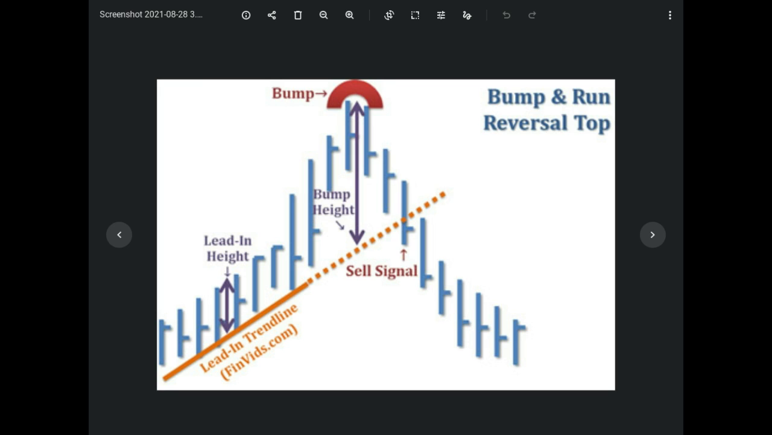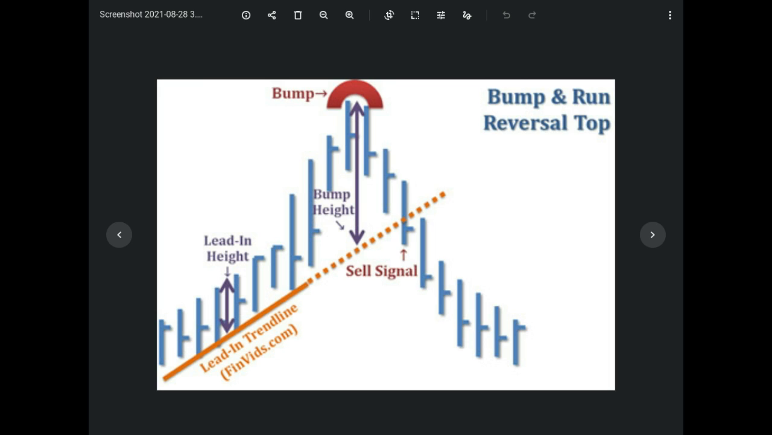So this is the lead-in phase. The price target is the lowest point in the lead-in. So it's going to come all the way back down here in the lead-in, and then it's going to break out here and come on down.